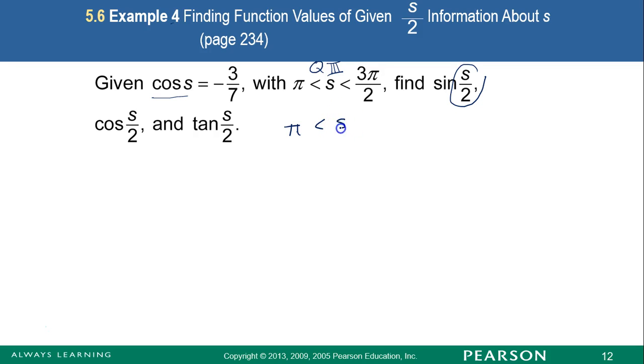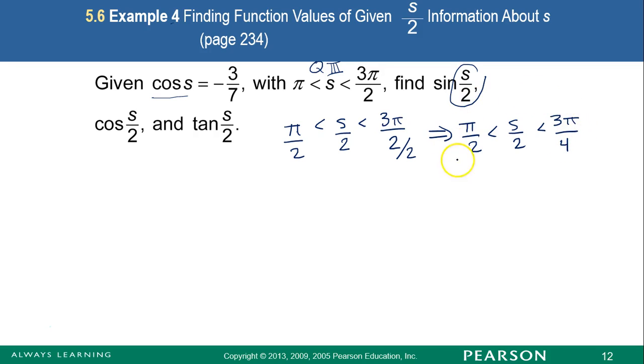So s over 2 means that we are dividing our s here by 2. And when we divide s by 2, we have to divide the rest of our stuff in our inequality by 2 also. And that gets us s over 2 is between pi over 2 and 3 pi over 4.